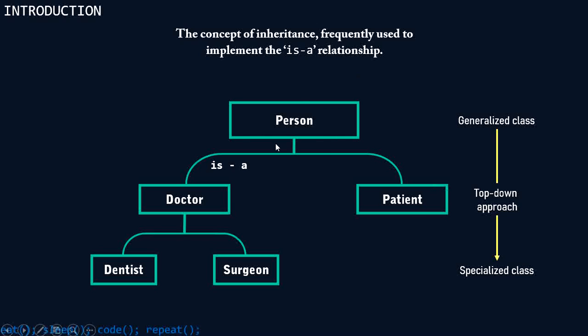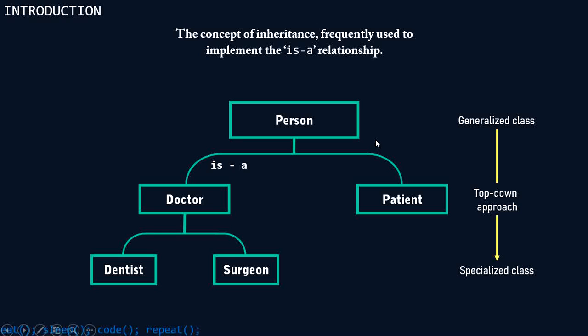Over here, you can see this person is a generalized class, a general class containing everything. Then we have a specialized class, where the doctor can be a dentist and can also be a surgeon. So this is from generalized to specialized, which is exactly the top-down approach.